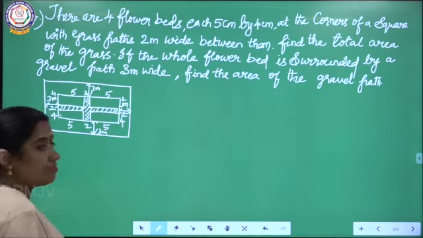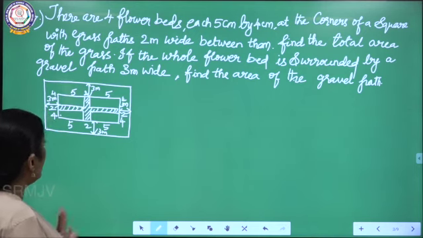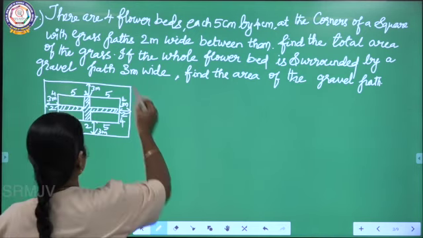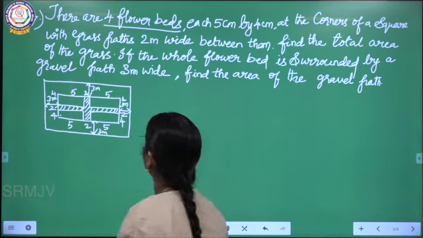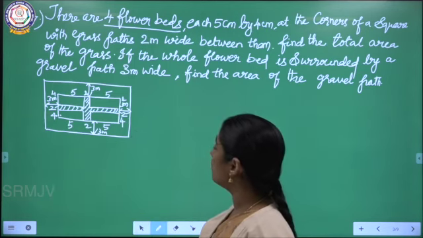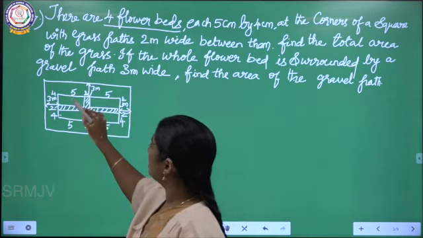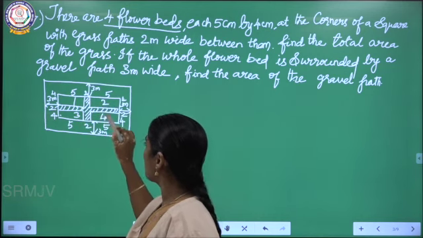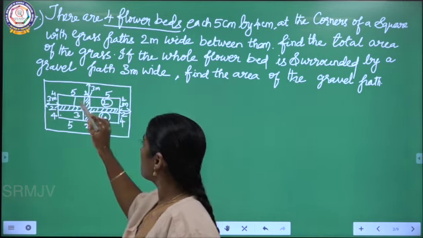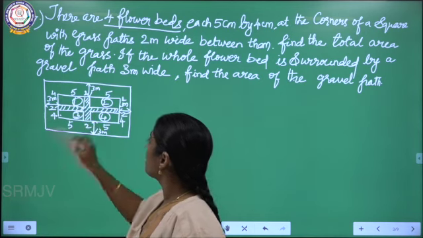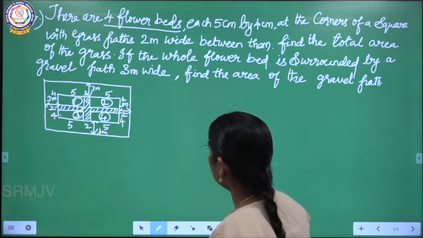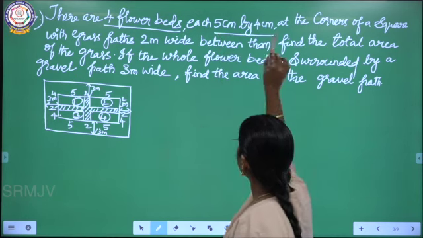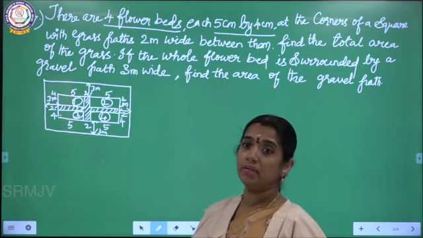Listen. There are 4 flower beds. How many flower beds? 4 flower beds. So these are the 4 flower beds.